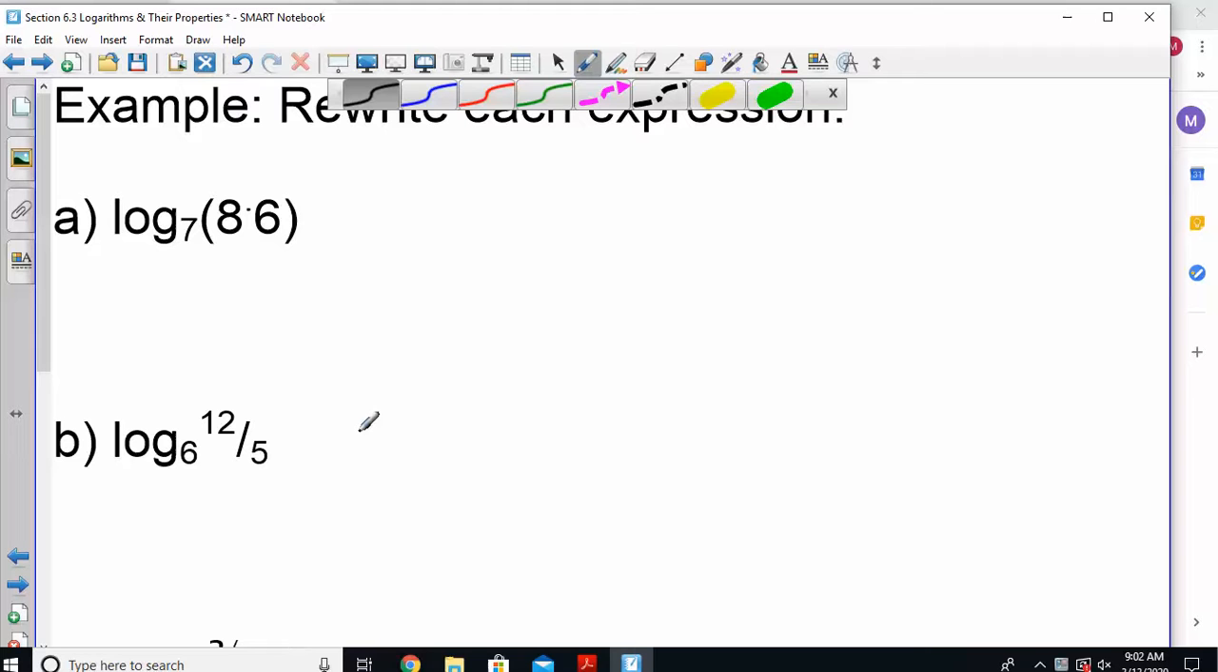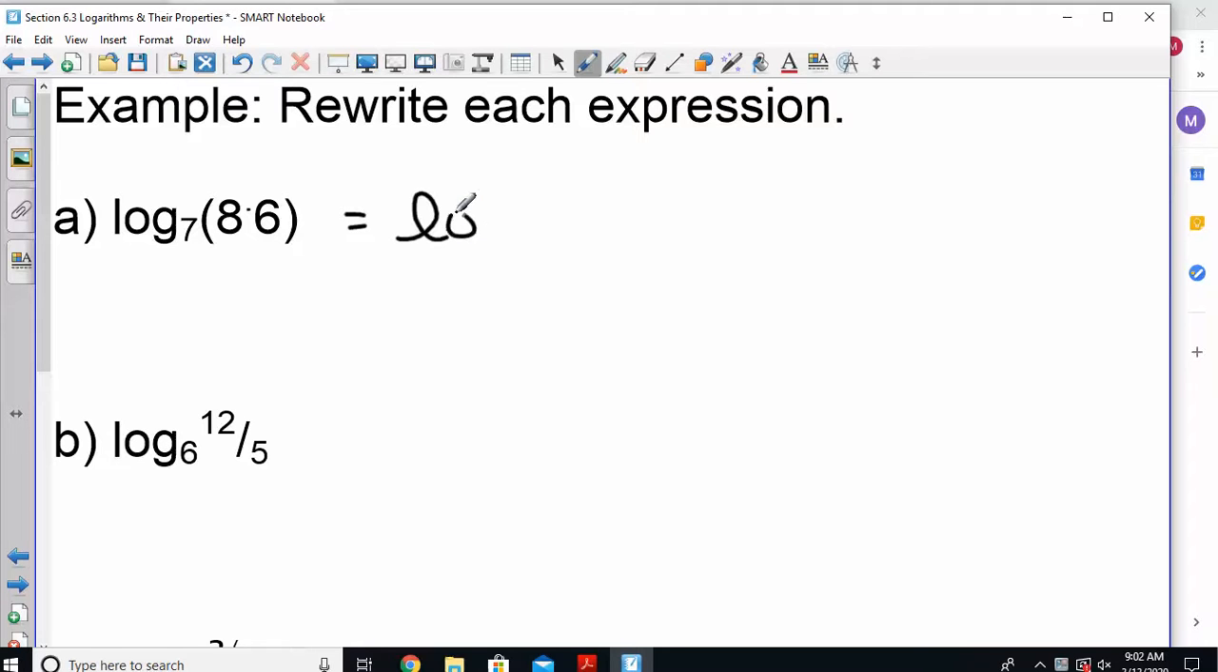First property we have, the multiplication property. If you have a log of two things being multiplied together, we could do their individual logs and do what? Add them. So you write the log base 7 with each, so it becomes log base 7 of 8 plus log base 7 of 6.